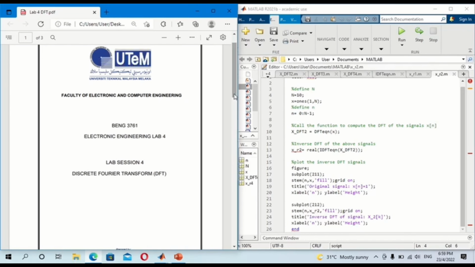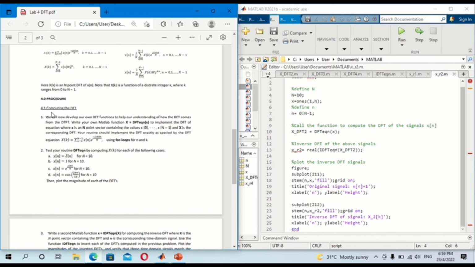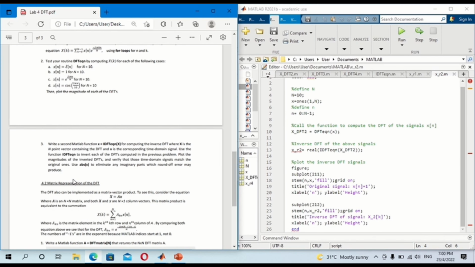Assalamualaikum. In our Lab 4, we are required to do two tasks: Task 4.1 is computing the DFT, and Task 4.2 is the matrix representation of the DFT.